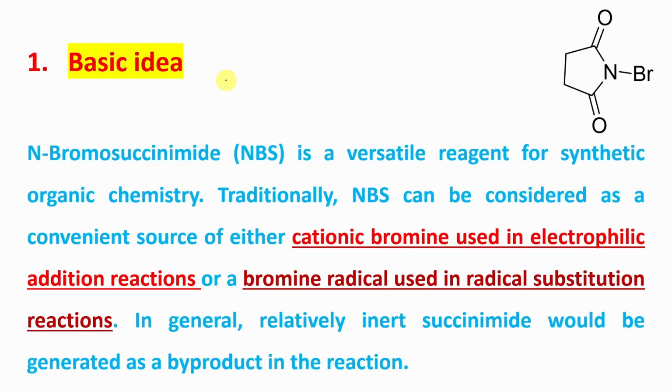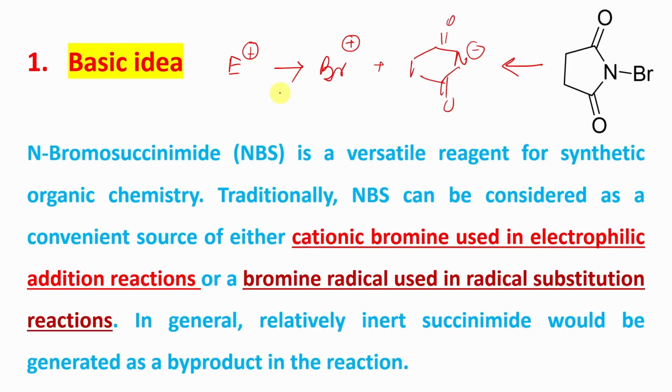So let's start. Now, if I say the basic idea, this NBS is actually a versatile reagent for synthetic organic chemistry. Why? This NBS could be broken down to produce the succinimide anion and Br plus. Bromine being a halogen carrying positive charge, you can consider it electron deficient, that means it is an electrophile. So it could be used as a source of electrophile generation.